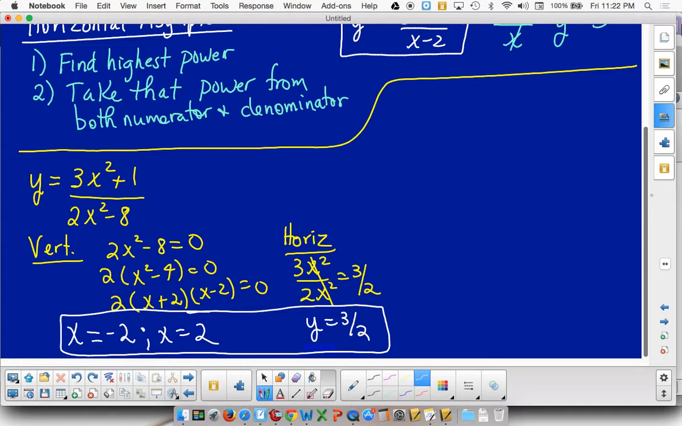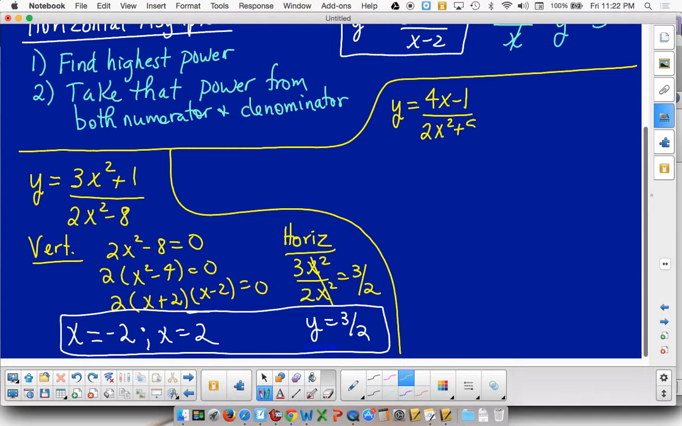Okay, but there's probably some questions in your mind and you're going, but what if? Because there would be some special situations where this just doesn't always work the way I'm showing you here. So let me show you a couple others of what happens, what if the same power isn't in the numerator and the denominator. Okay, so let me give you y equals 4x minus 1 over 2x squared plus 5. And I want to find, once again, horizontals and verticals.